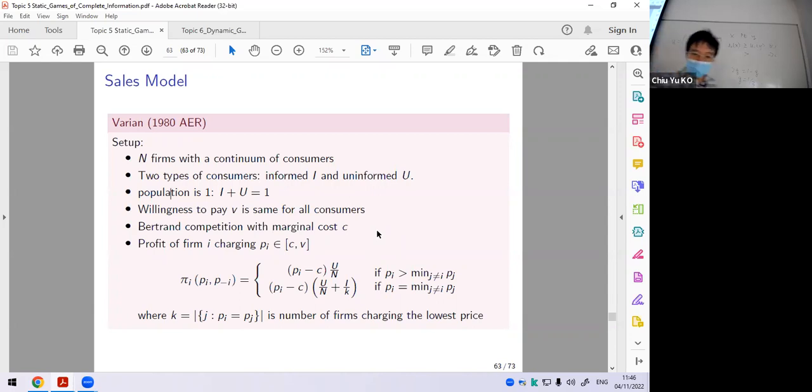So what is your prediction? Would it be that everyone charges C? It's possible, right? Everyone charges C. If everyone charges C, is there any way to deviate from that? Is everyone charging C the equilibrium?